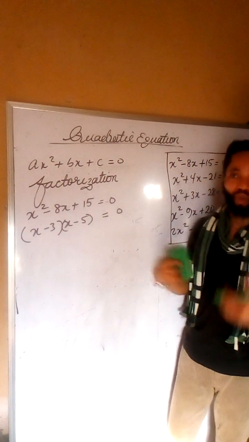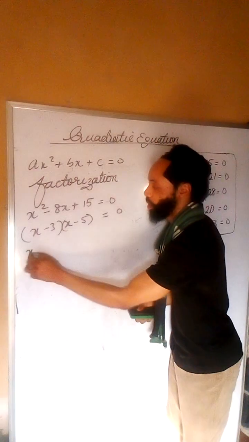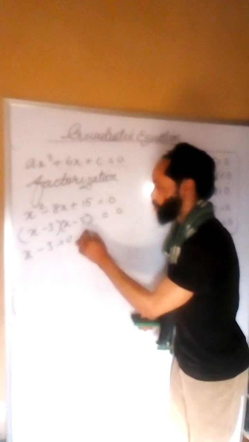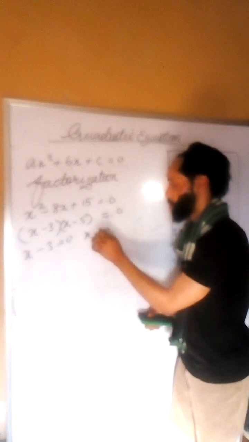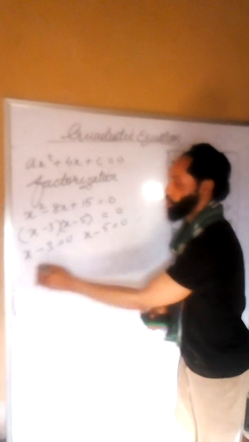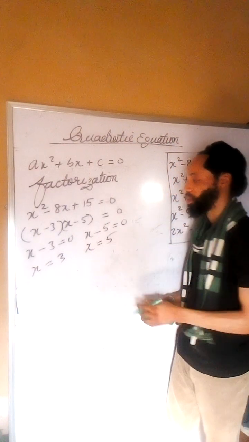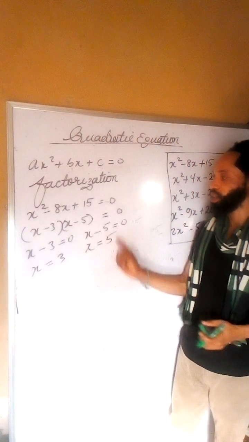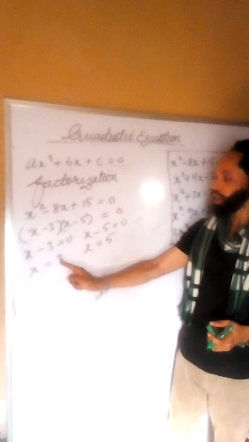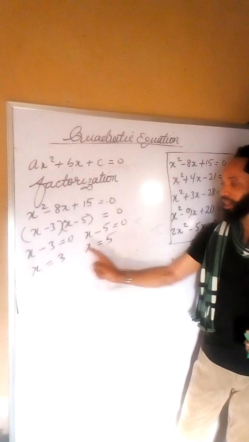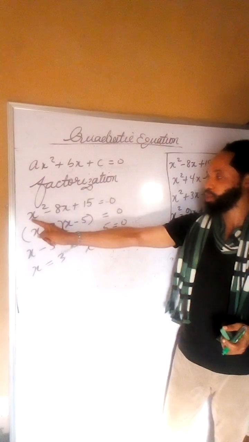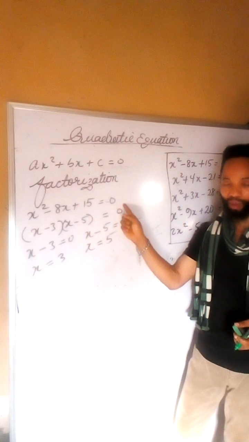If they ask you to look for the roots, set each bracket equal to 0. You're going to get x equals 3 and x equals 5. These are the roots of this equation. For the values x equals 3 and x equals 5, if you put them in here, you're going to get 0.